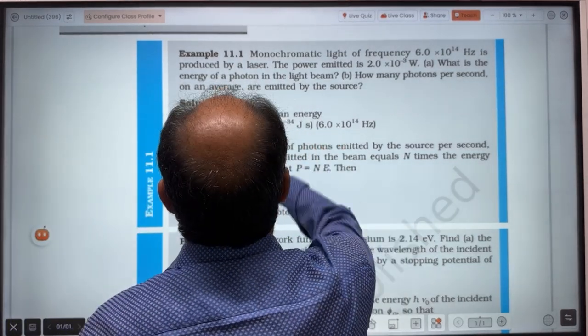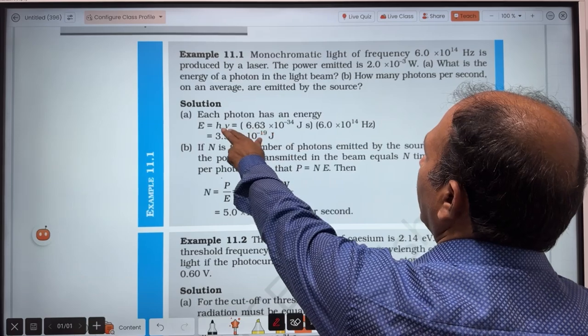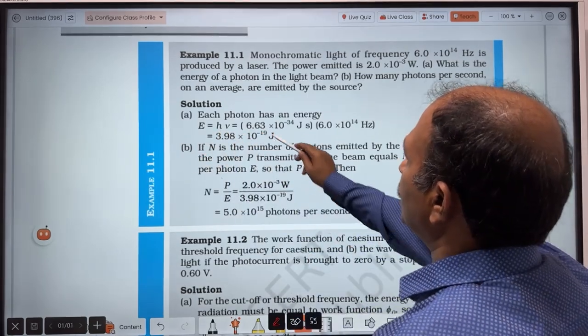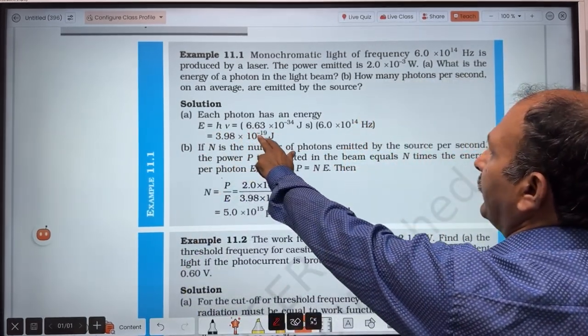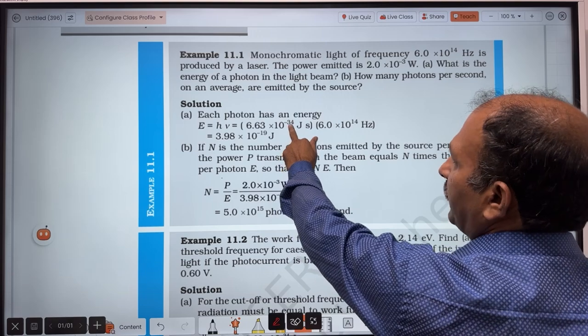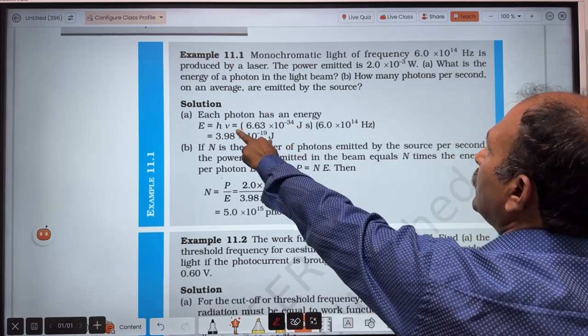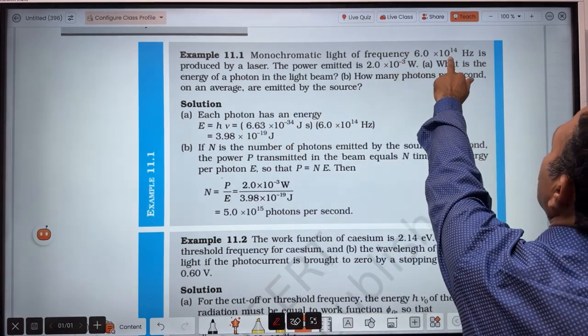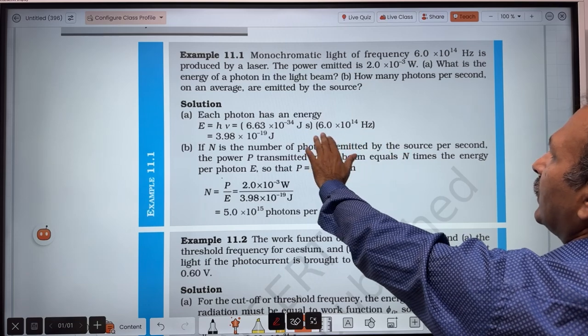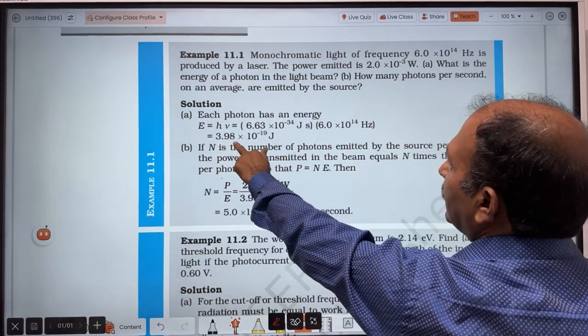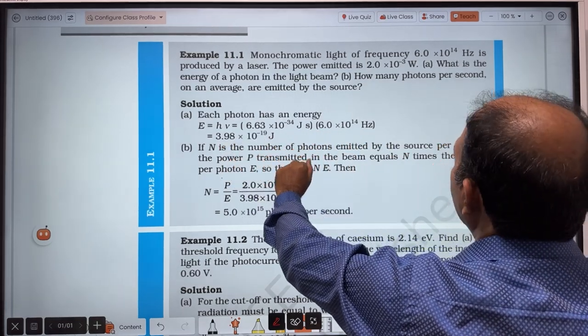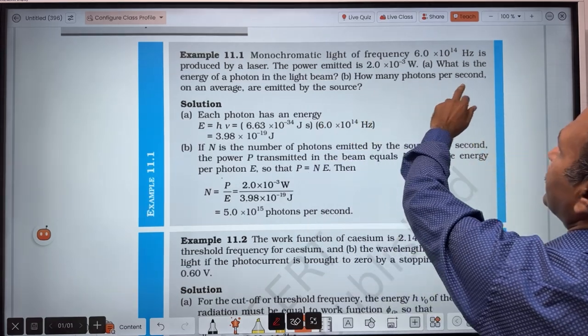you know very well that the energy of a photon is given by E equal to h nu. We can put the value of h, 6.63 into 10 power minus 34 joule second, into nu. Frequency is given as 6 into 10 power 14 hertz. Now if we simplify, we will get 3.98 into 10 power minus 19 joule. So this is the answer to the first part.